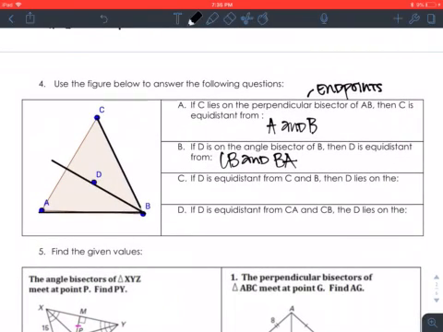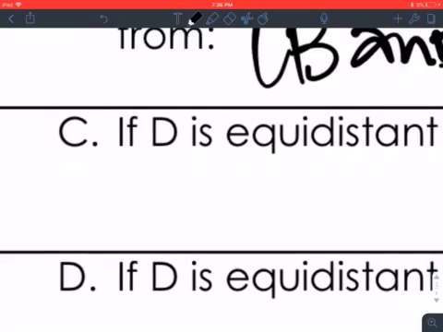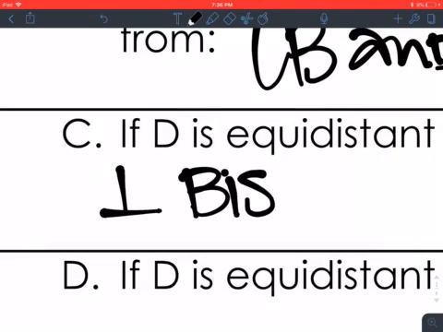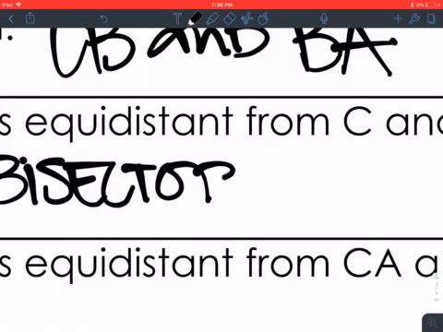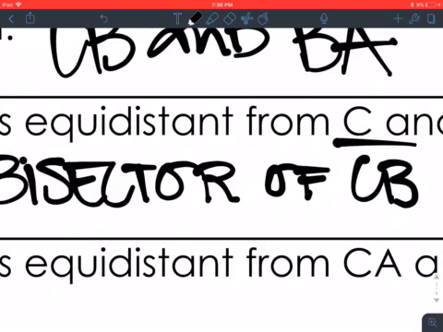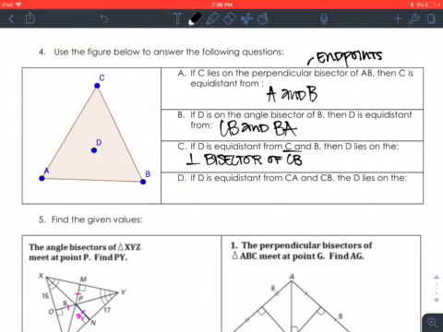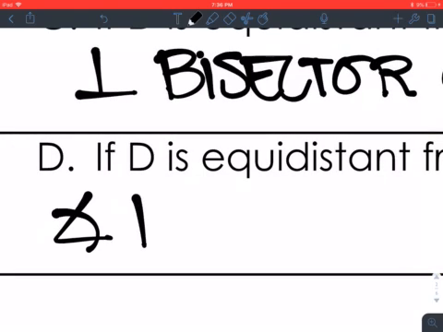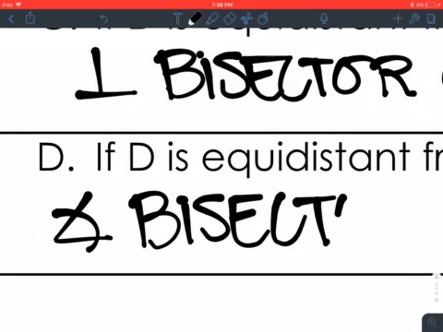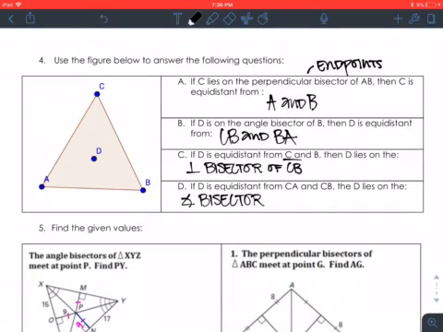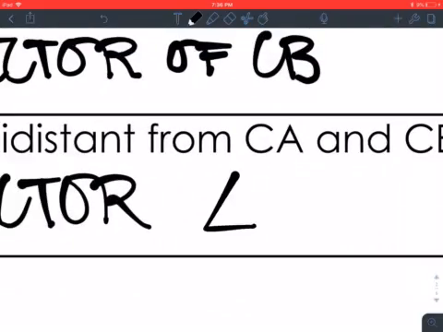Our next one says if D is equidistant from C and B, then D lies on it. This is the converse. It has to lie on the perpendicular bisector of CB, and I want you to be specific there. And then the last one says if D is equidistant from CA and CB, this is the converse of the angle bisector theorem, then it has to lie on the angle bisector of, and if you look at CA and CB, that's forming angle C.